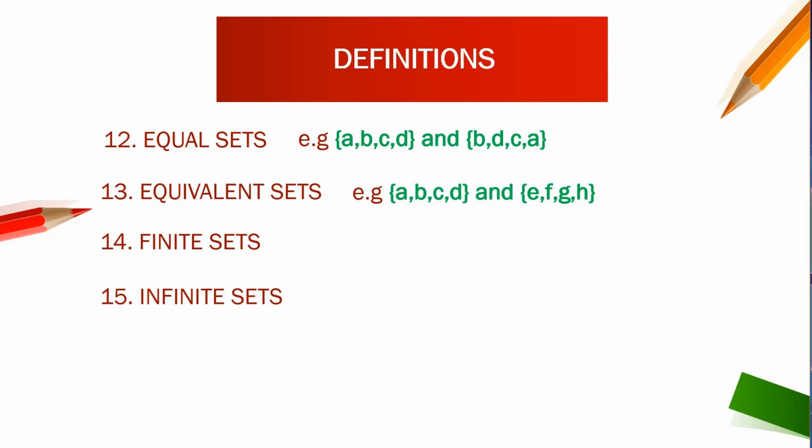The universal set contains all possible elements under consideration. The universal set is represented by the letter U.